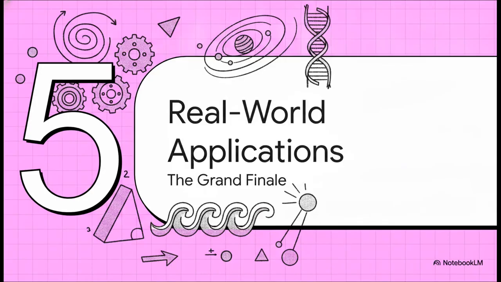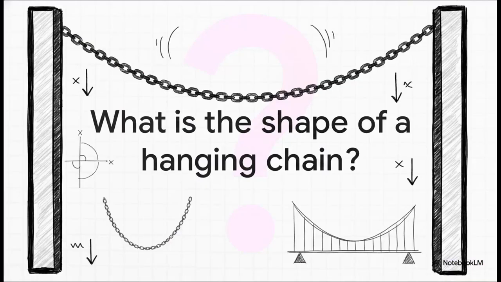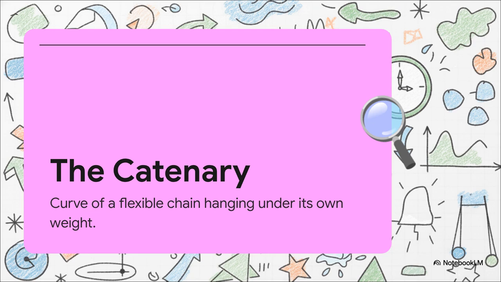And finally, Section 5, Applications in the Real World, the grand finale. Let's completely immerse ourselves in the geometry and physics of the world around us. Picture a heavy chain hanging between two posts. It could be a massive suspension bridge cable or even just a simple silver necklace draped over a jewelry stand. Ask yourself, what is the exact mathematical shape of that hanging chain? What invisible mathematical forces are dictating its precise curve? The answer is the catenary curve.